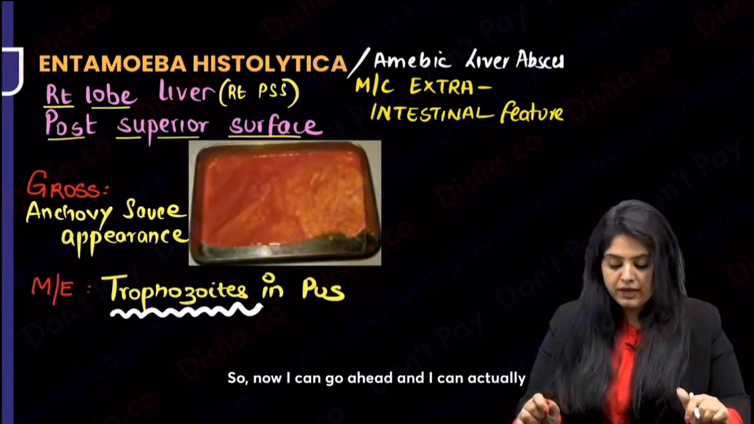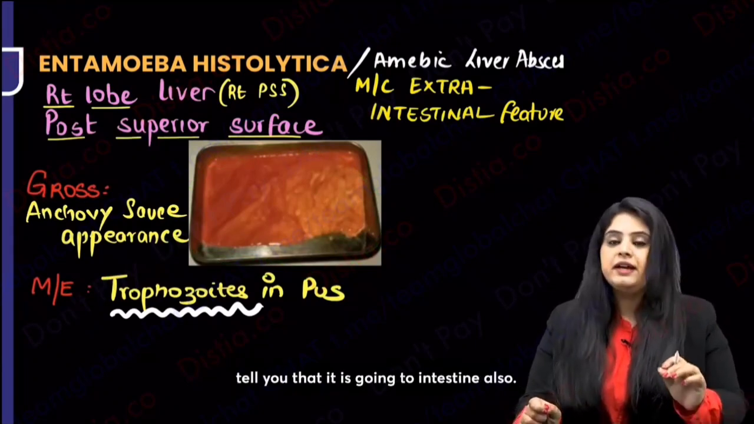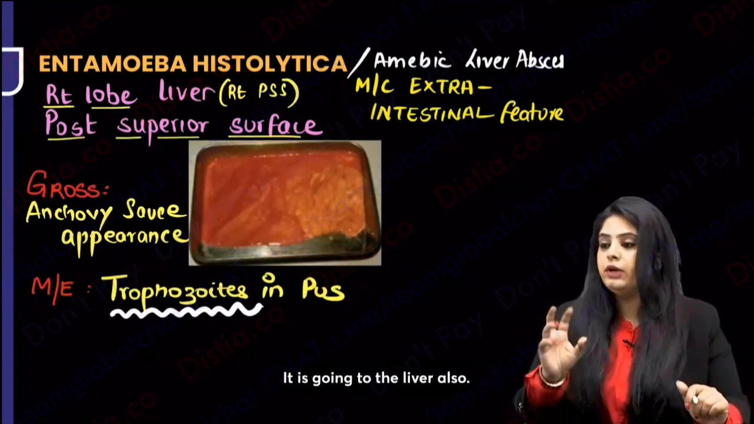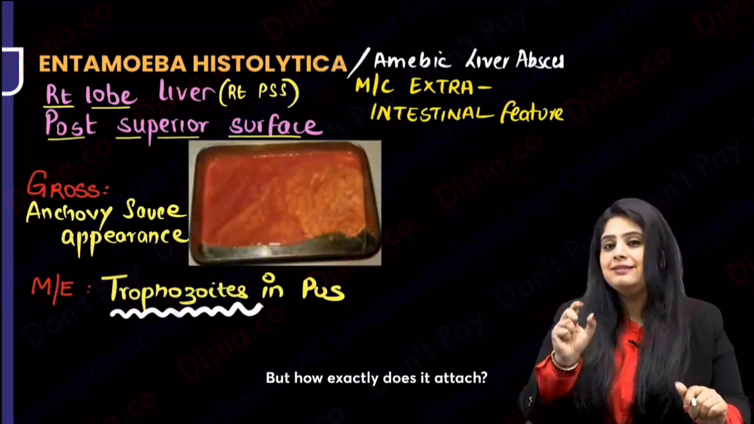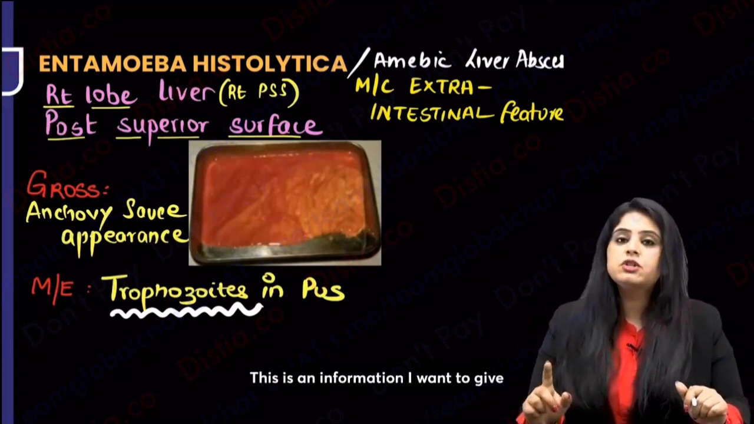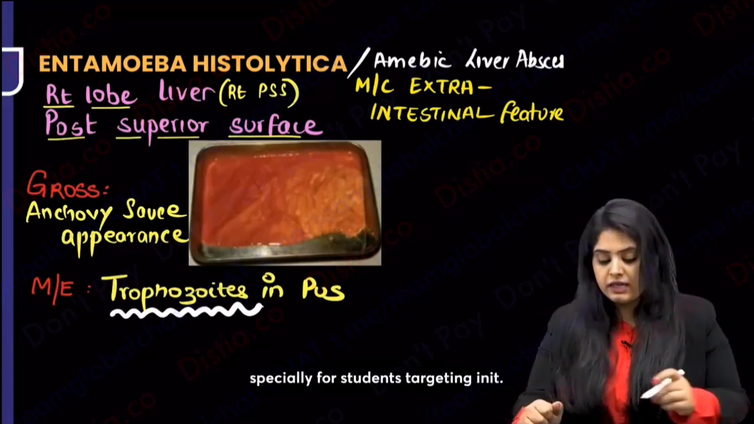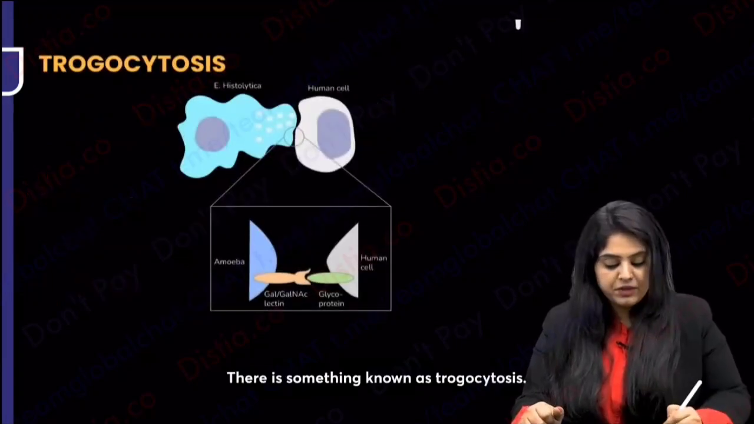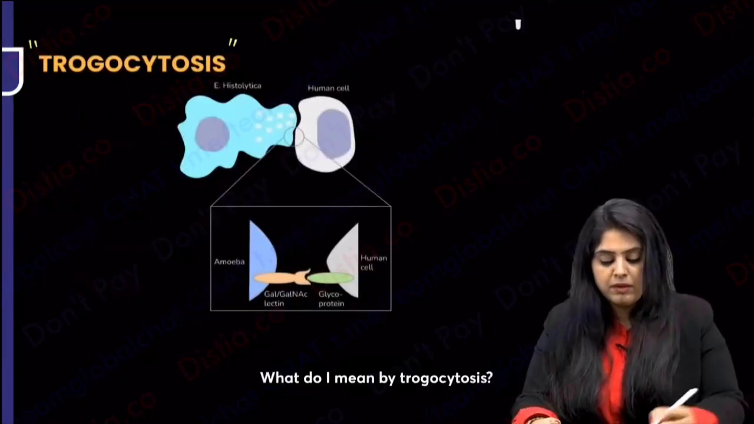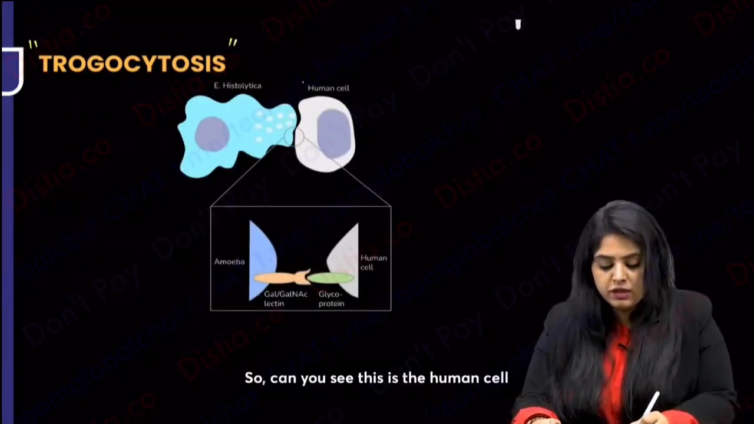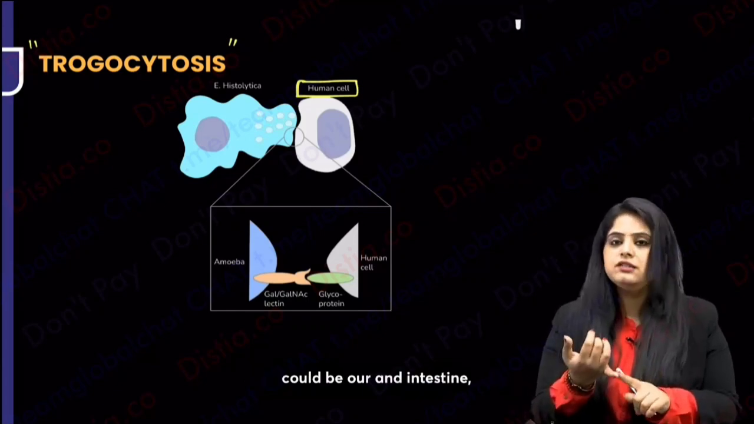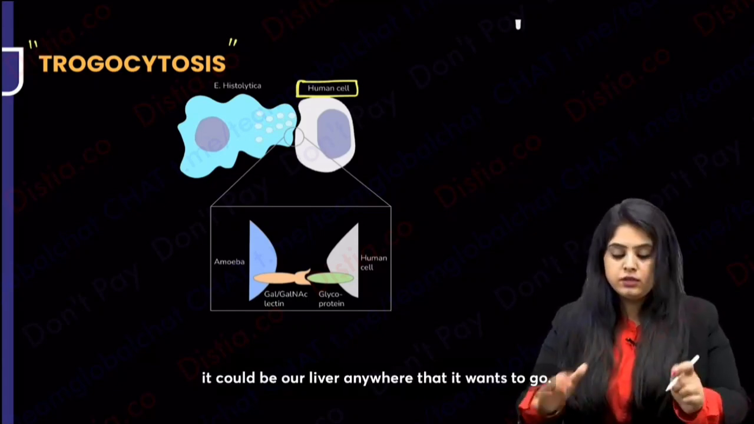So now I can go ahead and I can actually tell you that it is going to the intestine also. It is going to the liver also. But how exactly does it attach? This is information I want to give specially for students targeting INI CET. There is something known as trogocytosis. What do I mean by trogocytosis? So can you see this is the human cell? Could be our intestine, it could be our liver, anywhere that it wants to go.